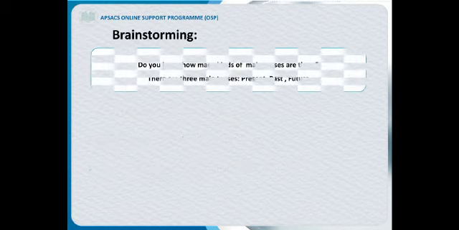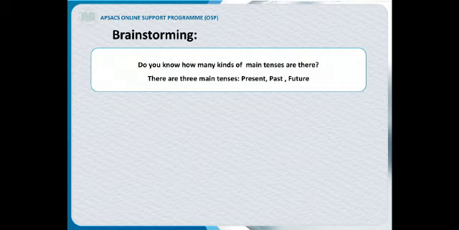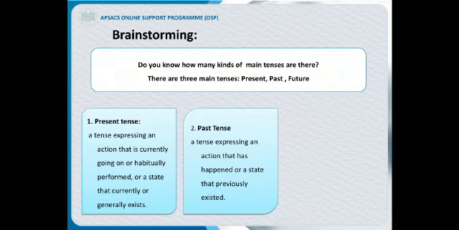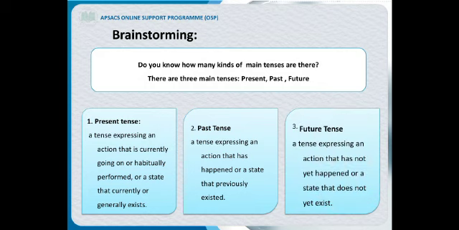Let's have a recap first. Do you know how many kinds of tenses there are? Yes, there are 3 types of tenses: present, past, and future. Let's see present tense. Present tense talks about the actions or the situations that are happening nowadays or that are happening right now. In past, we talk about the actions or situations that have already happened. And in the future, we are going to talk about the things or the situations that will happen next.